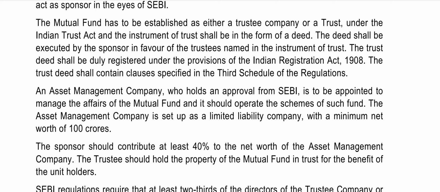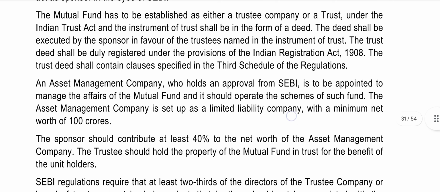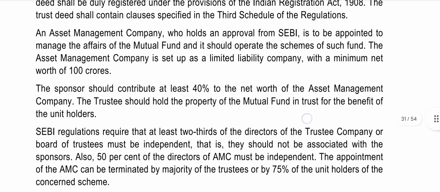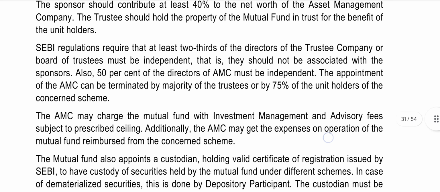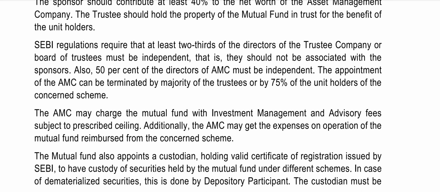The SEBI regulations require that at least 2/3 of directors of the trustee company or board of trustees must be independent. These persons are independent, not affecting the decisions by the sponsor. That is, they should not be associated with the sponsors. And also 50% of directors of the asset management company must be independent. They should not have any related party transactions.